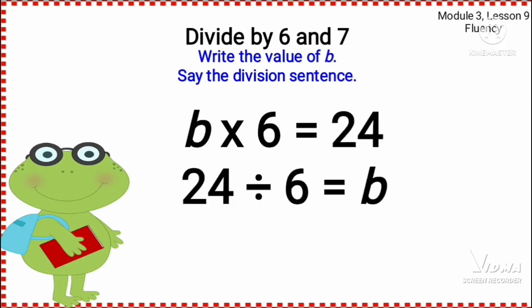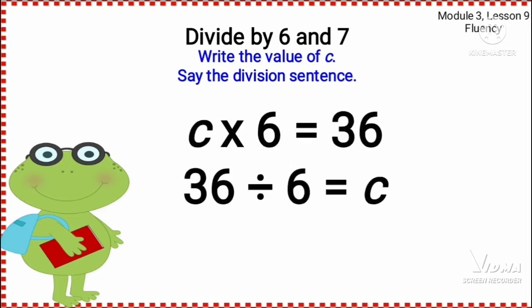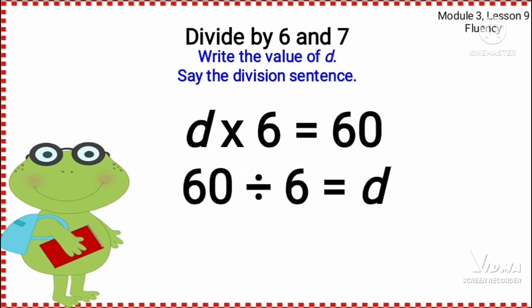B times 6 equals 24. What is B? B is 4 because 24 divided by 6 is 4. In this equation, C times 6 equals 36. What is C? C is 6 because 36 divided by 6 is 6. In this equation, what is D? D times 6 equals 60. What is D? D is 10. 60 divided by 6 is 10.